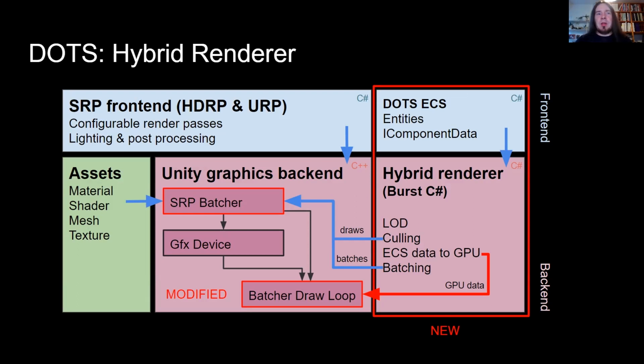The SRP Batcher exposes a new C# API for submitting the batches and the draw data from external sources. The hybrid renderer collects the DOTS ECS data, builds persistent batches, and calculates the visibility. Draws and batches go to the SRP Batcher, while the ECS data is uploaded directly to the GPU, avoiding the slow existing data pipelines. Most of the hybrid renderer code is written as Burst C# jobs, enabling SIMD code gen and allowing it to scale perfectly to any number of cores.